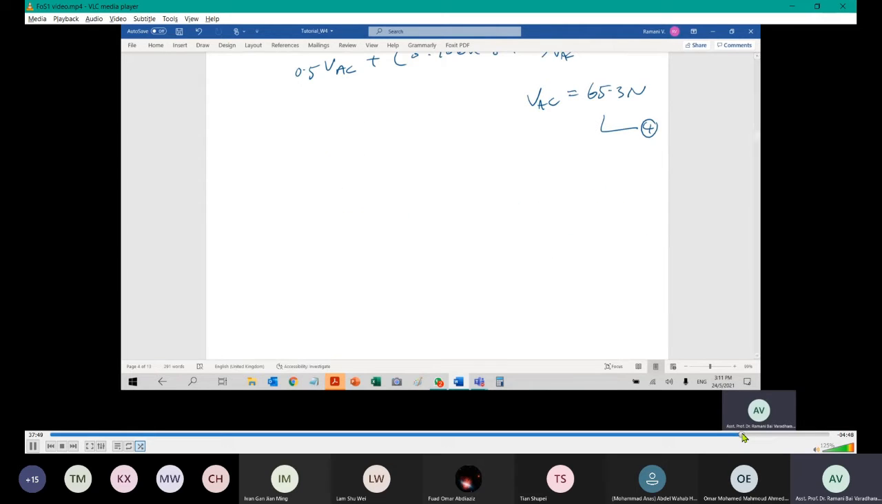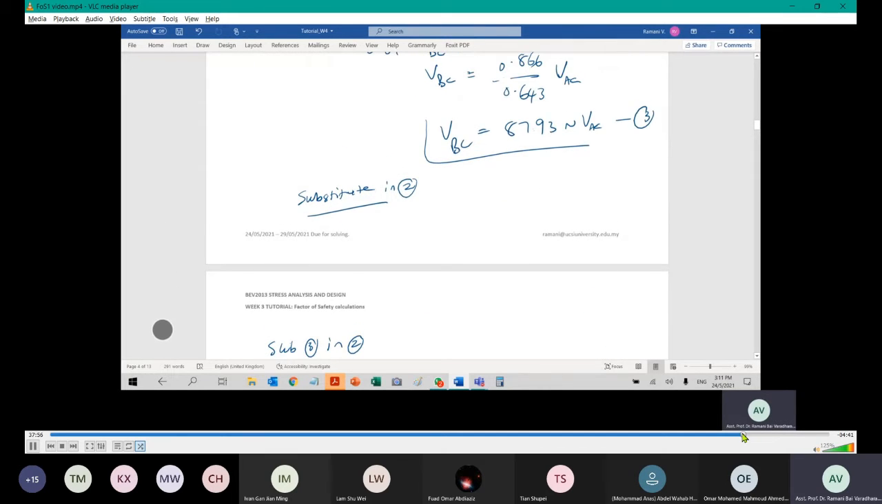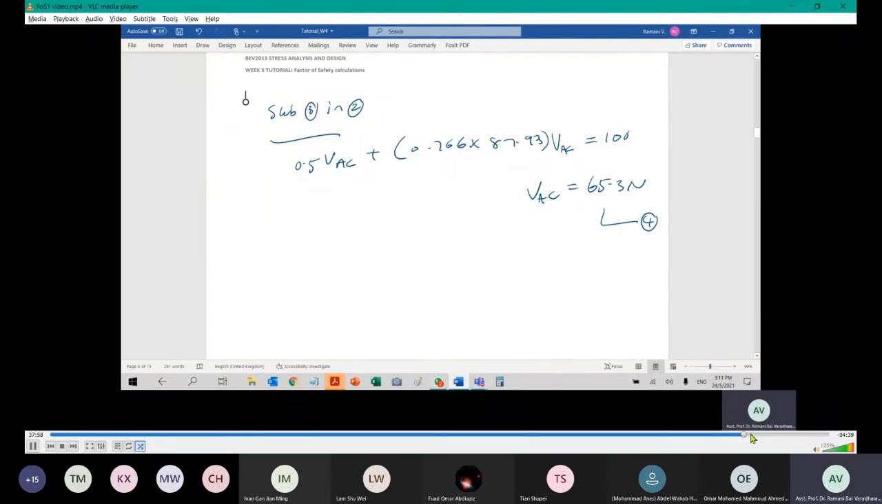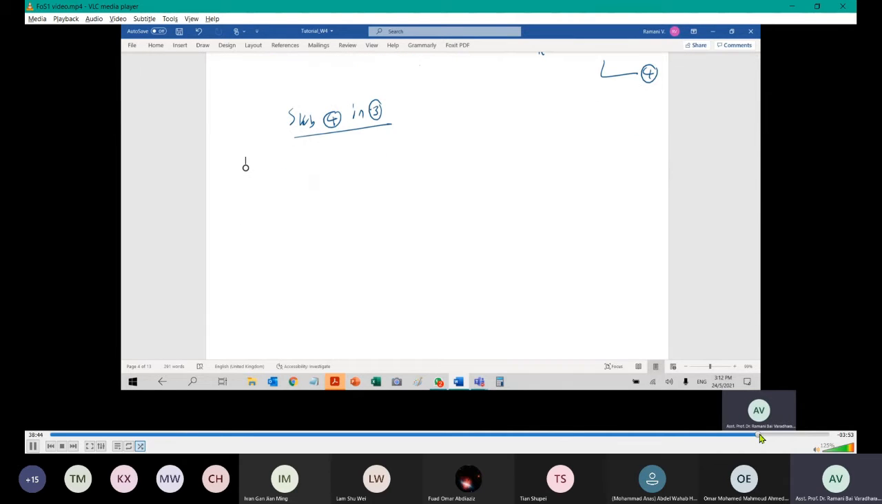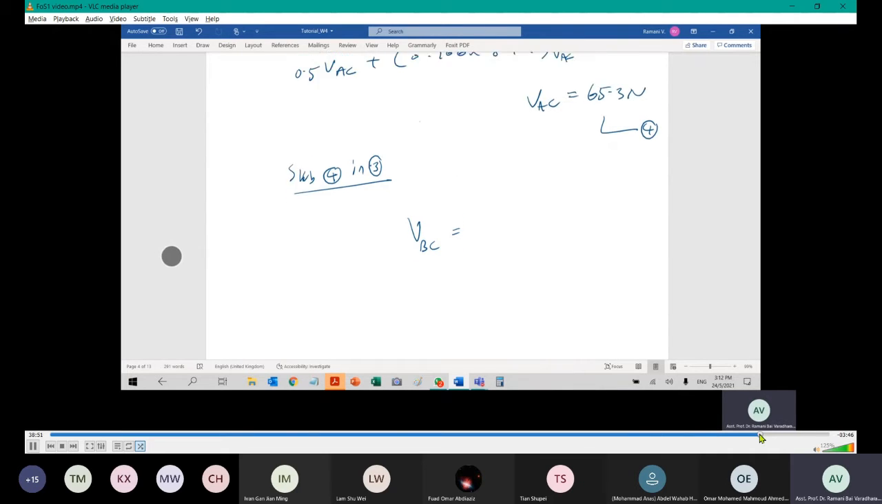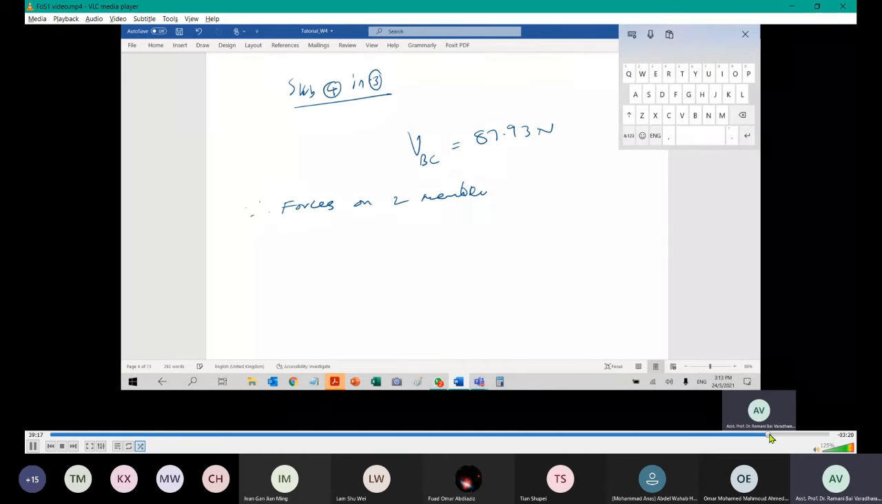Finally, we have to find the stresses in the cables, right? This is the force developed in AC. Now we want BC, right? VBC. The value of VBC is 87. Please check your answer, and similar to that one, 87.2. Members AB and AC, right?